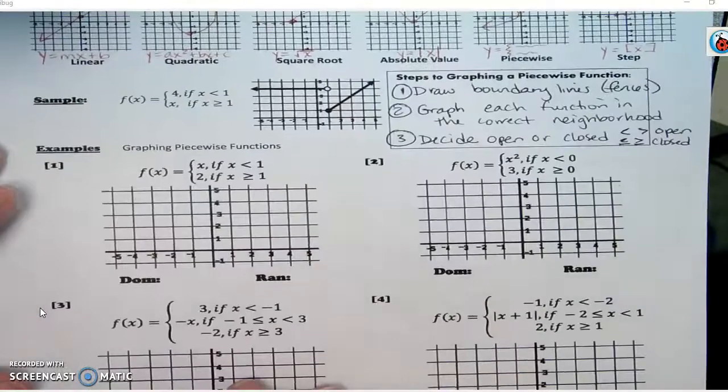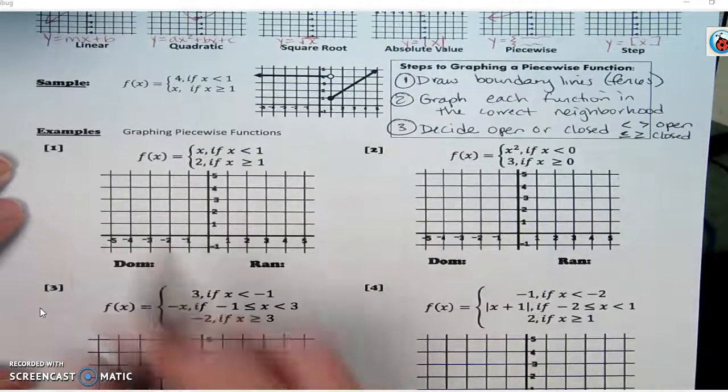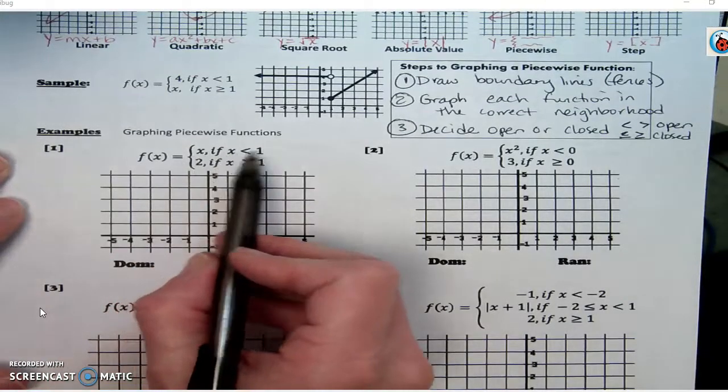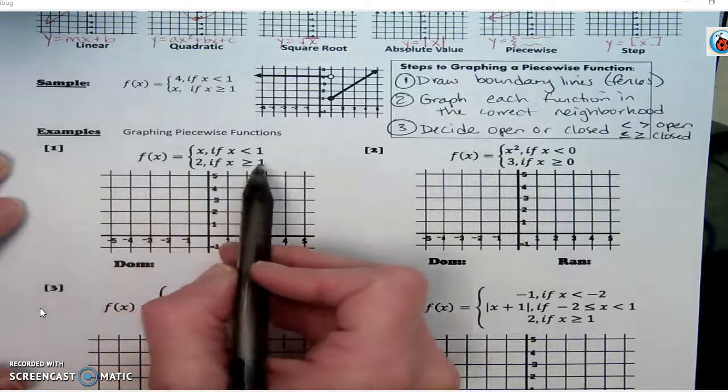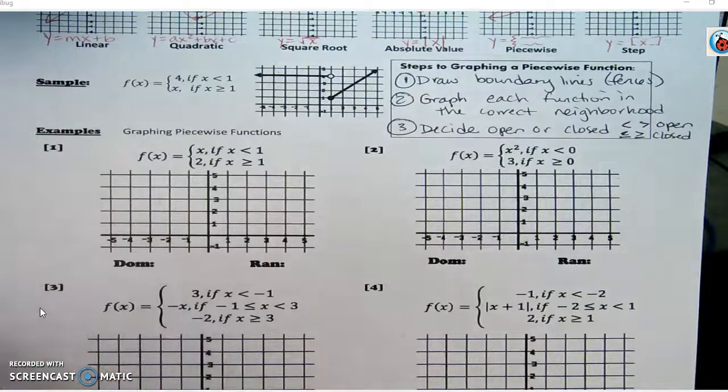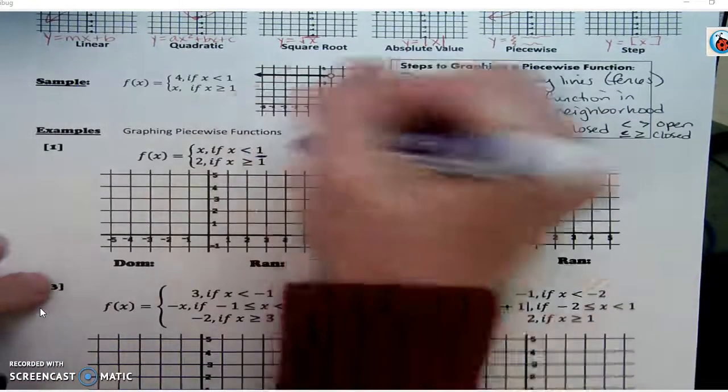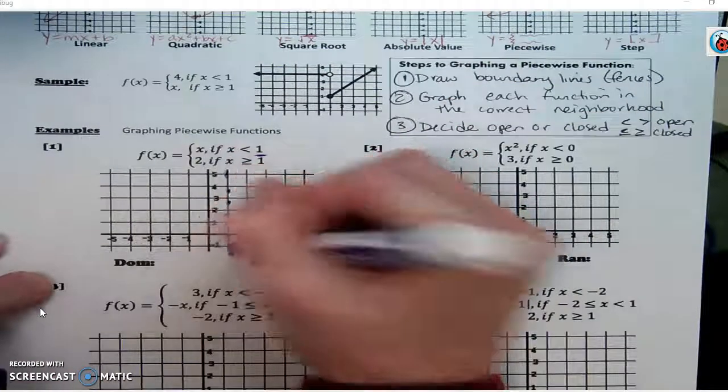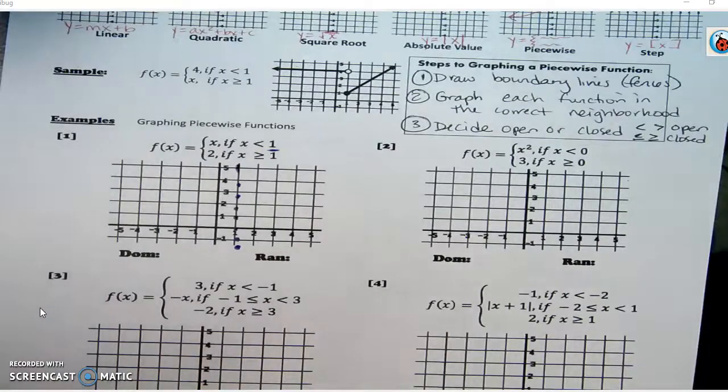All right, so here's your first true example. F of x equals x for x less than 1. F of x equals 2 for x greater than or equal to 1. All right, so let's do your boundary lines. The boundary is at positive 1. So that is the boundary right here.